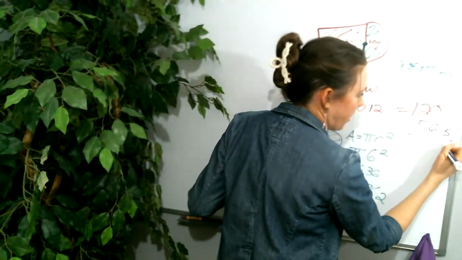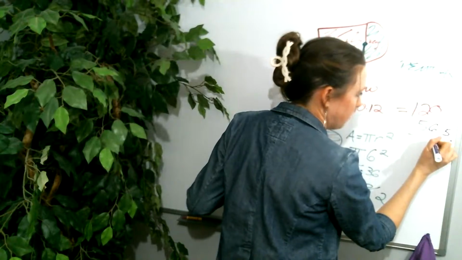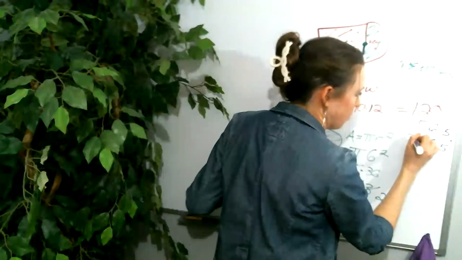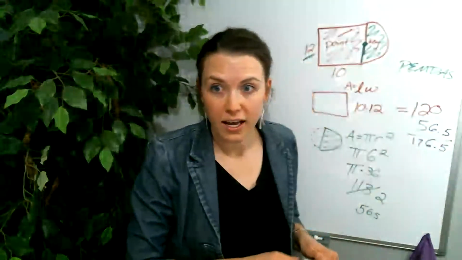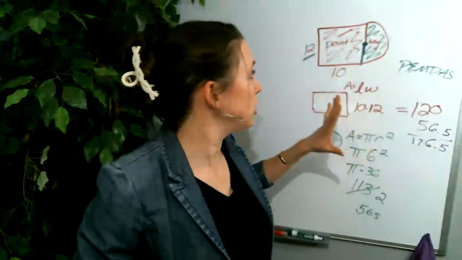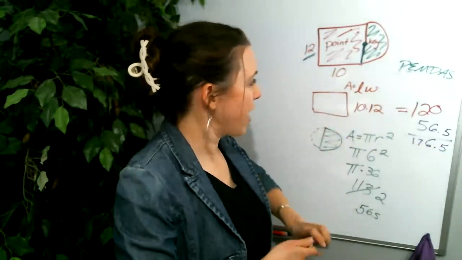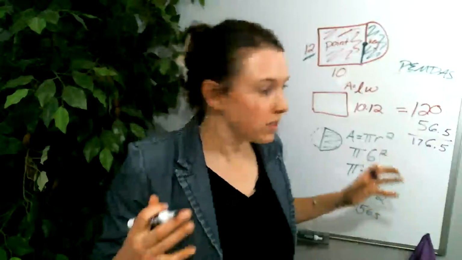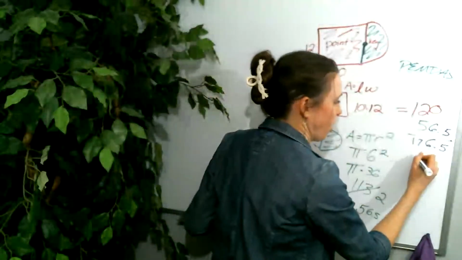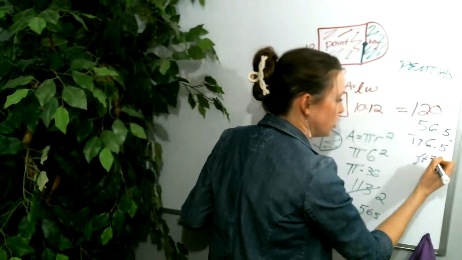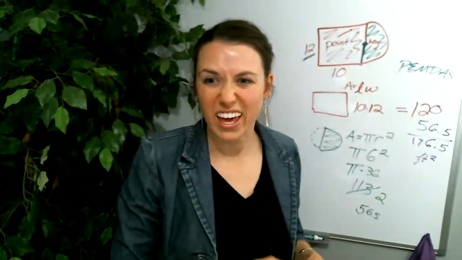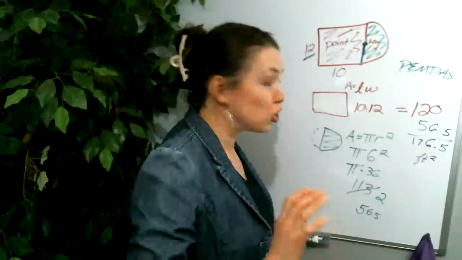So I have my 0.5, 6, 7. So the area of this basketball equation is 176.5. And you're always going to want to make sure that you go, so this is going to be feet squared. Okay, when we're dealing with area, we need to go squared.